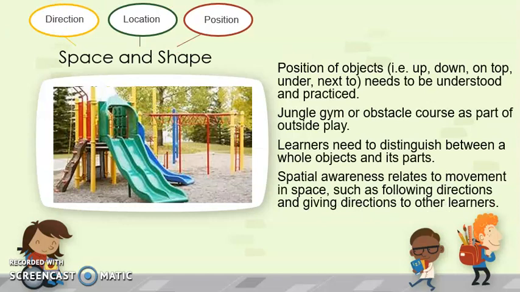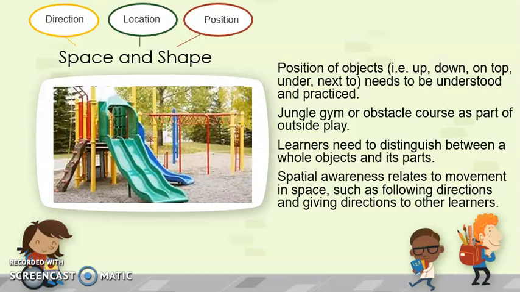The position of objects, for example, up, down, on top, under, next to, need to be understood and practiced. This is important for the development of geometric skills in later years. Activities that can be included to exercise these modalities are jungle gym or obstacle courses as part of outside play. The teacher will create a course by using different apparatus such as trees, buckets, or hoops.